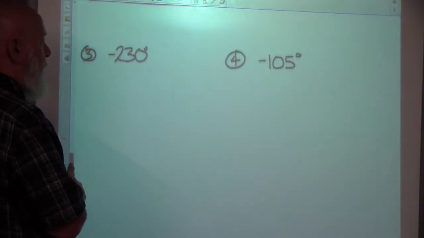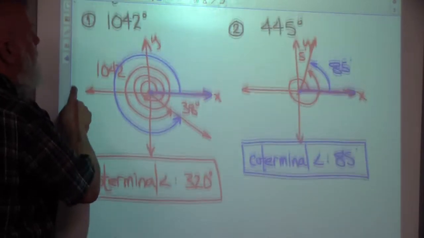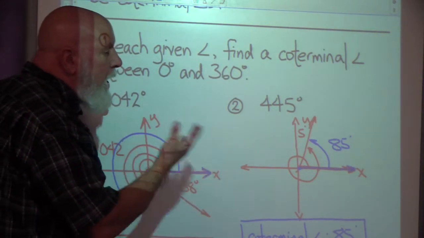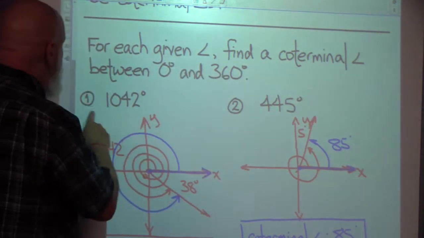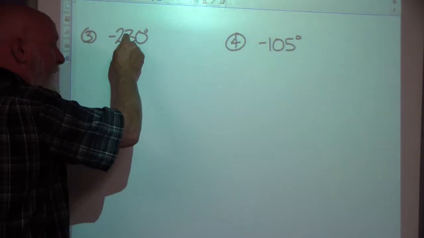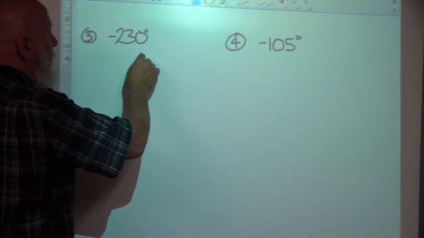Okay, let's do another one. Here's one that has a negative rotation. Now I'm still looking for an angle between 0 and 360 degrees. So my coterminal angle is going to have a positive rotation, even though this one has a negative. I just want mine to stop in the same place this one stops. So let's take a look at what this looks like.